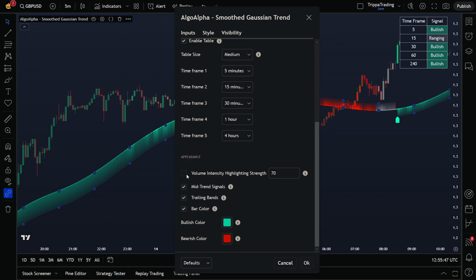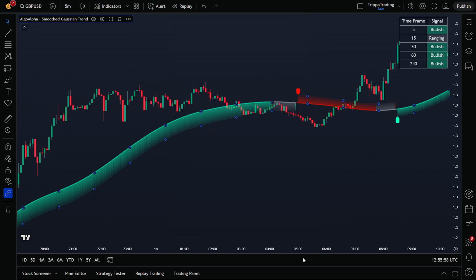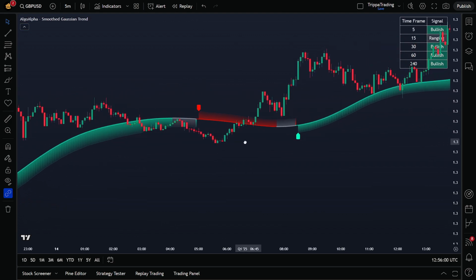After we have done that, we will also disable volume intensity highlighting and enable the trailing bands for a cleaner setup. After finalizing these settings, click OK. Now, let's see how we can use the pullback strategy using this indicator.